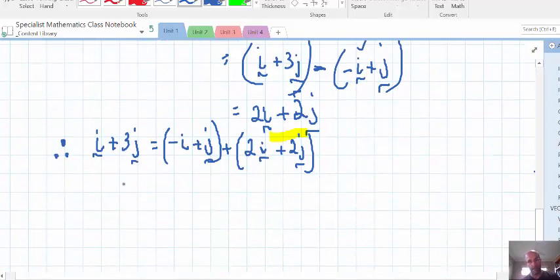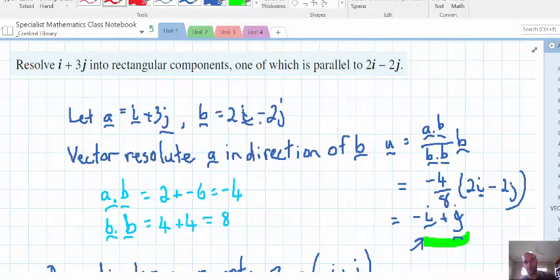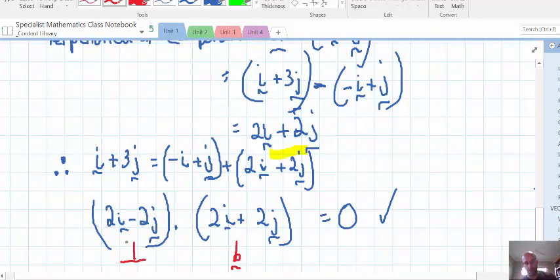Another way of checking it is that the perpendicular component and B should be able to be dotted together to give 0. So B was there, and right down the bottom I've done a check. The perpendicular component dotted with B, and it's commutative, so it doesn't matter which way you do it, but you can see that's 2 by 2, which is 4, 4 plus negative 4, which is 0.